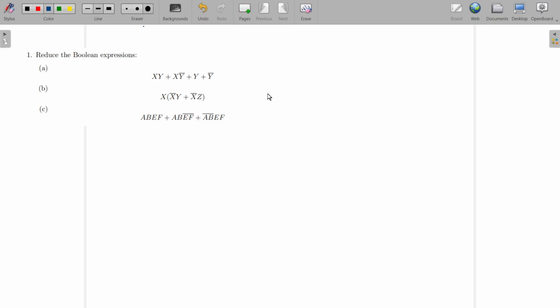Hello everybody. Today we are going to do some problems on Boolean expressions. The question is to reduce the Boolean expression. Okay, so let's go with the first problem.